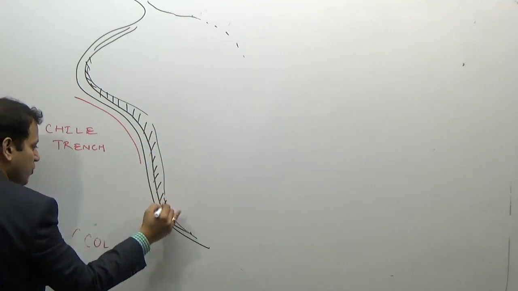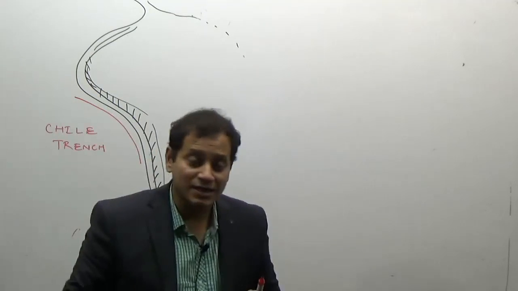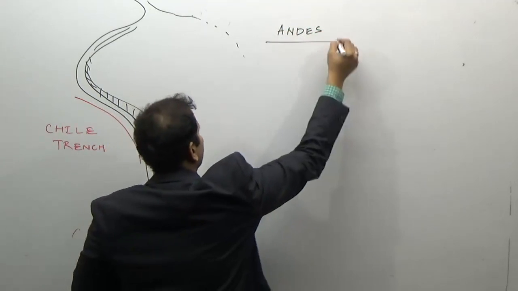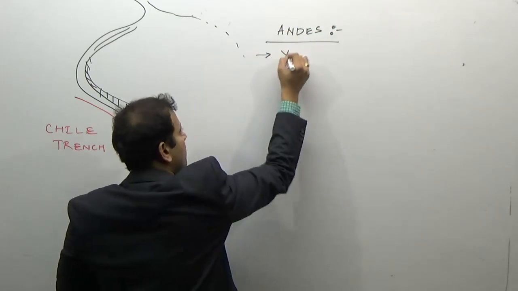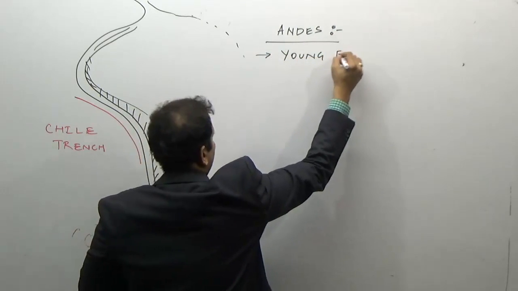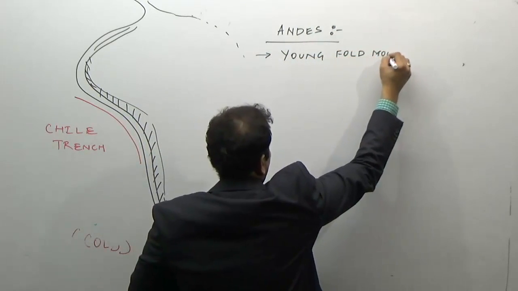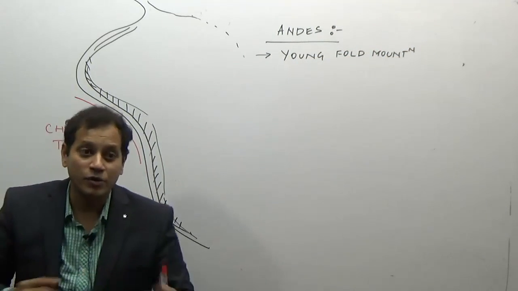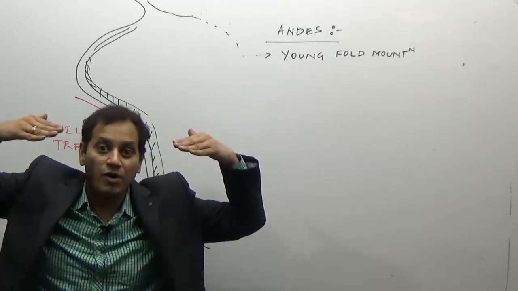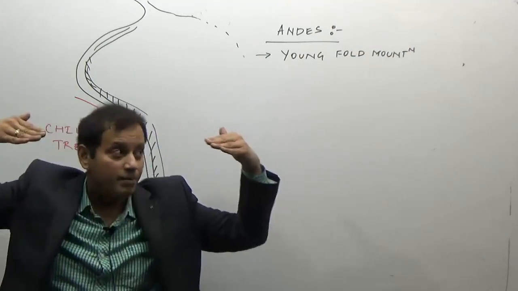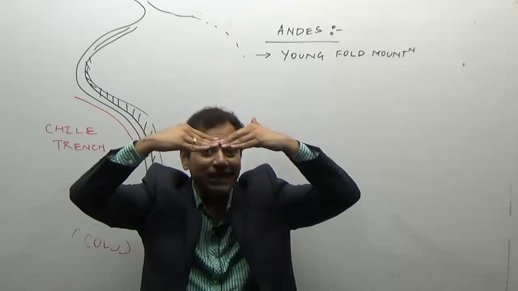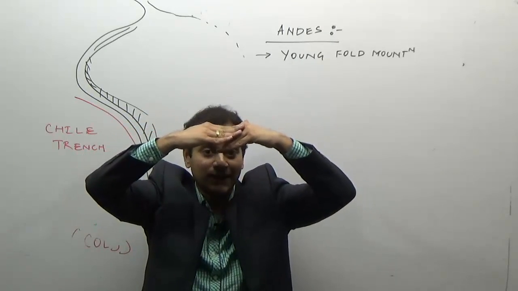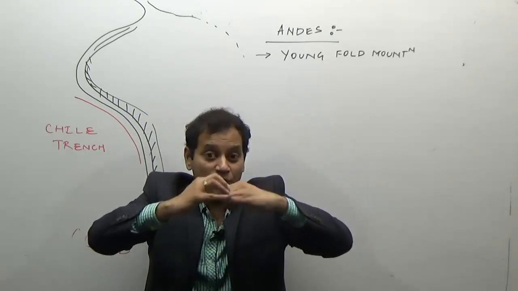Why do we say young fold mountains? Remember your geomorphology class. These are young fold mountains. Now how are these young fold mountains formed? Remember again your geomorphology class, due to the convergent plate boundary, because one plate comes near the other plate, and generally the heavier plate goes below the lighter plate, and the sediments are folded to give rise to the mountains.